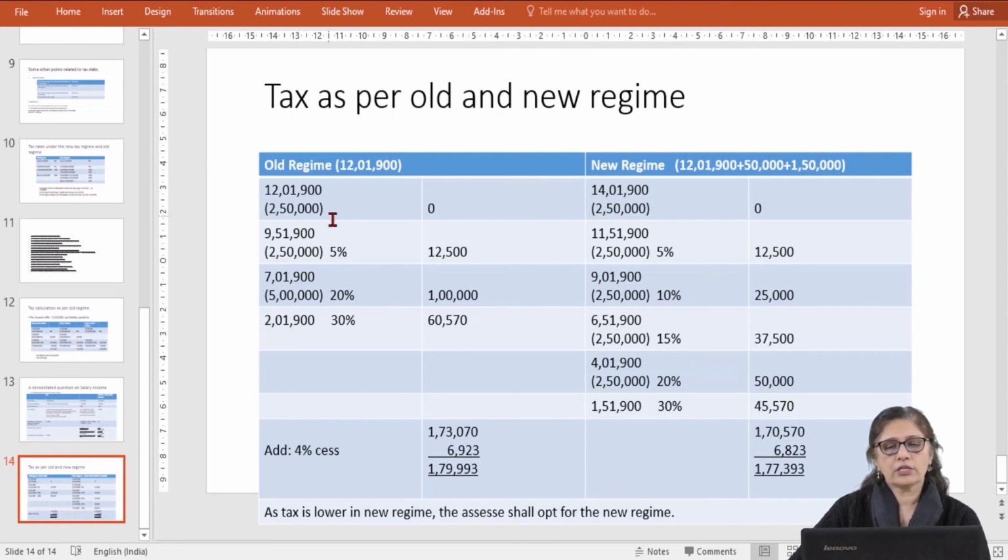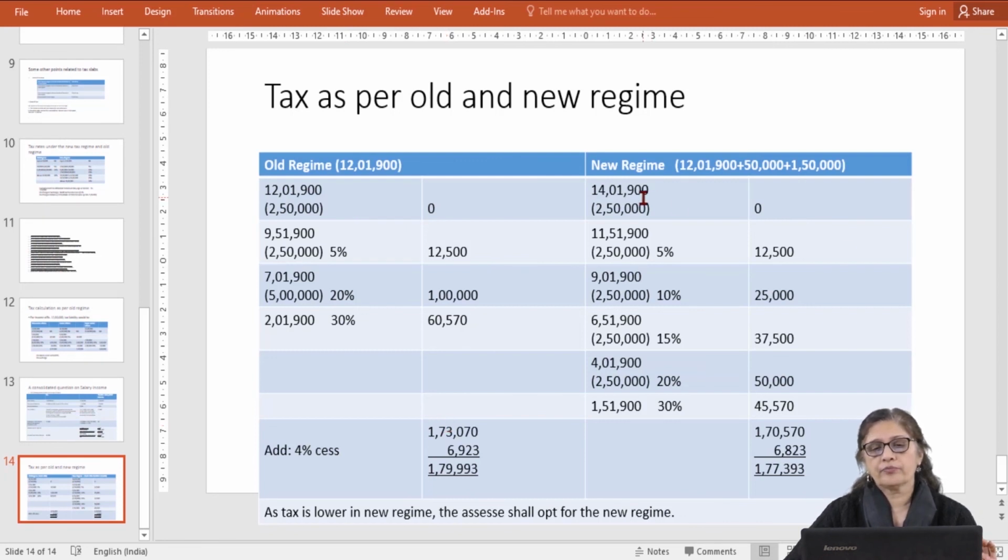12 lakhs 1,900 as per the old regime gives you the tax liability of 1,79,993. First 2.5 lakh 0, next 2.5 lakh 5%, next 5 lakhs 20%, balance 30%. No 87A rebate, why? Because income is more than 5 lakhs. No surcharge because income is less than 50 lakhs. But cess has to be given.